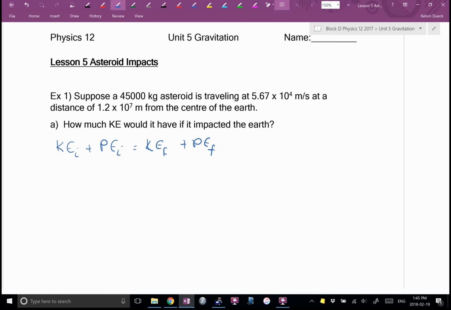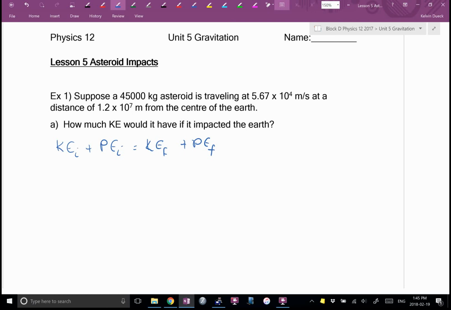Is potential energy ever going to be 0? Isn't it 0 on the Earth's surface? No. Are we in outer space? No. So where is 0 potential energy if we're in outer space? Out at infinity. So are any of these 0?